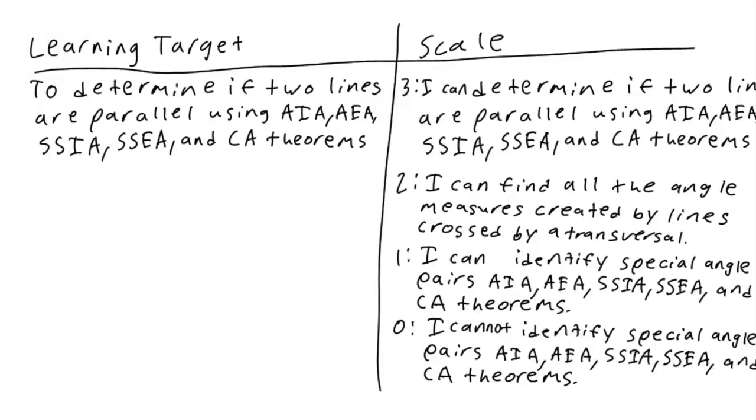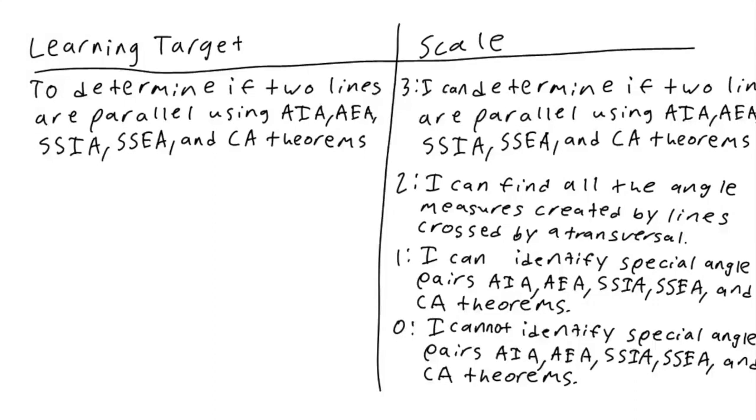parallel. The scale for today, you're a 3 if you can determine if two lines are parallel using alternate interior angles, alternate exterior angles, same side interior angles, same side exterior angles, and corresponding angles theorems. You're a 2 if you can find all the angle measures created by lines crossed by a transversal. That's using things like vertical angles and linear pairs to be able to find other angles.